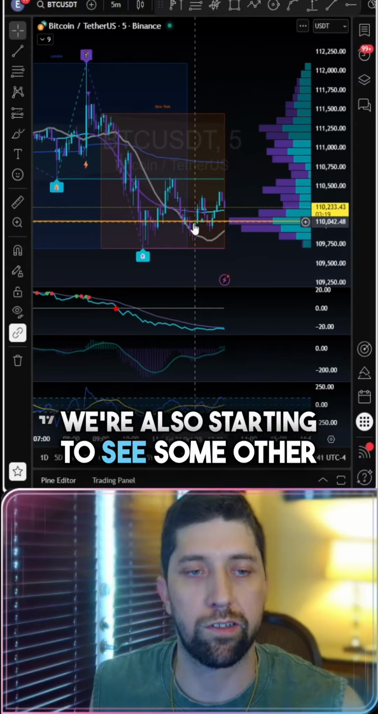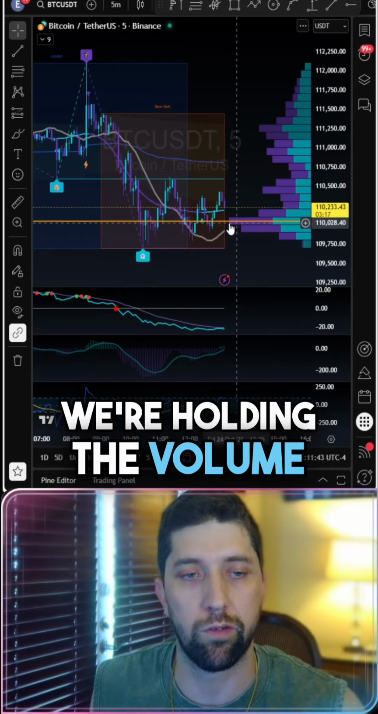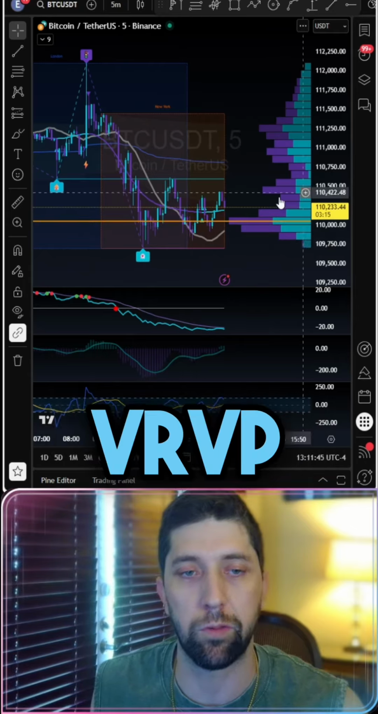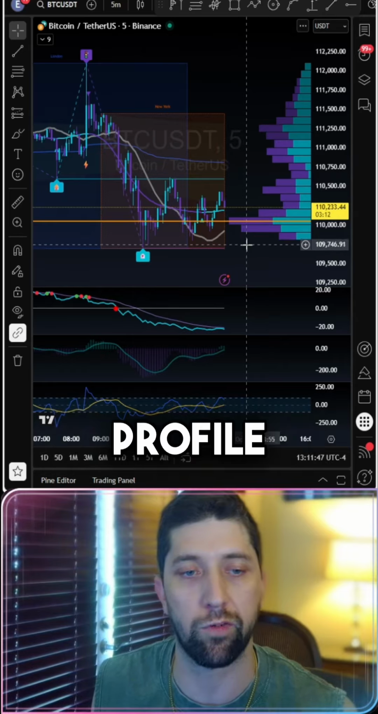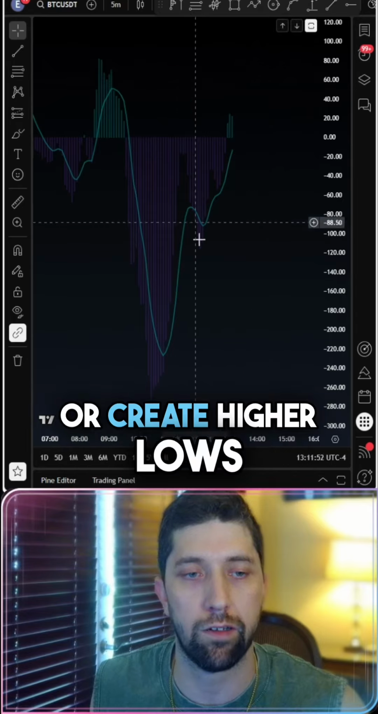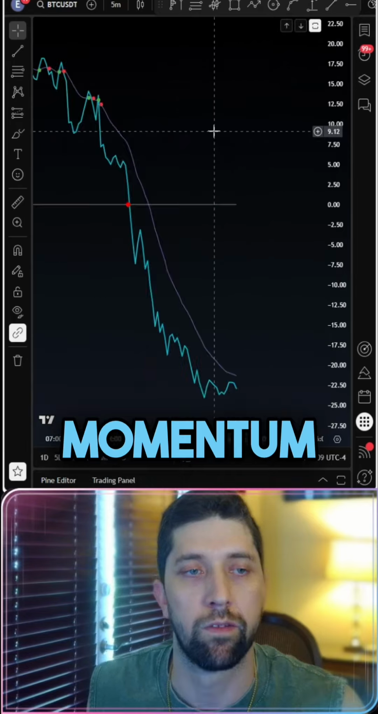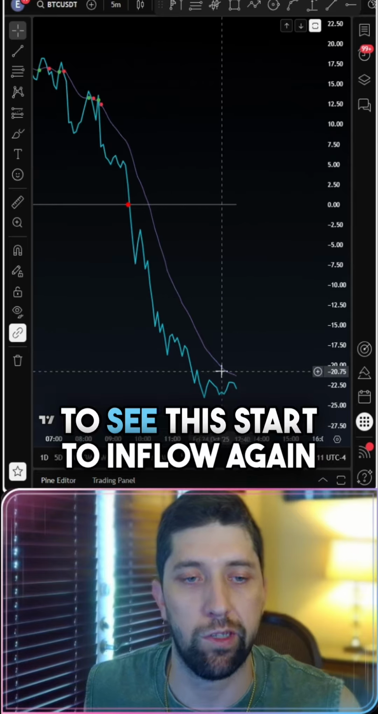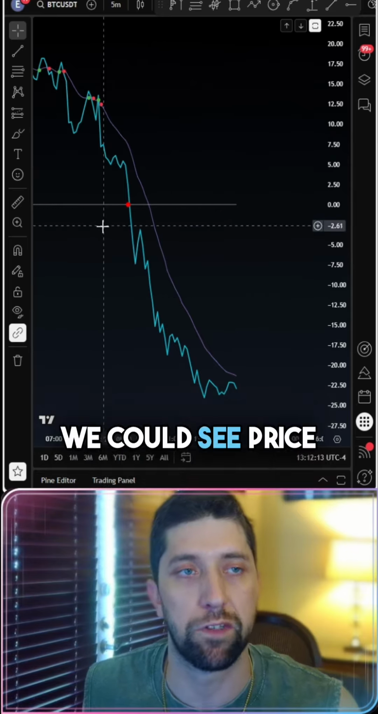We're also starting to see some other bullish signals. We're holding the volume point of control based on the VRVP, which is the visible range volume profile. And you're also starting to see the MACD uptrend or create higher lows, which is a sign of uptrending momentum. And you're starting to see volume bottom out, so I would love to see this start to inflow again, and with that inflow we could see price move up.